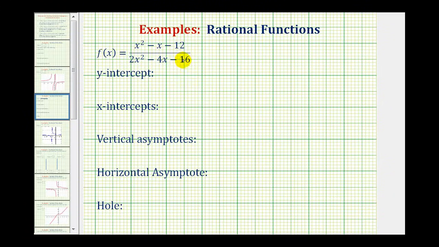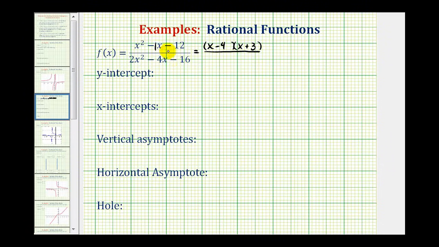We're given a rational function and asked to determine the y-intercept, x-intercepts, vertical asymptotes, horizontal asymptotes, and any possible holes in the function. When working with rational functions, it's often best to have it in factored form. Let's go ahead and start by factoring the numerator and denominator. Looking at the numerator, we would have a factor of x and a factor of x here. And the factors of negative 12 that add to negative 1 are negative 4 and positive 3.